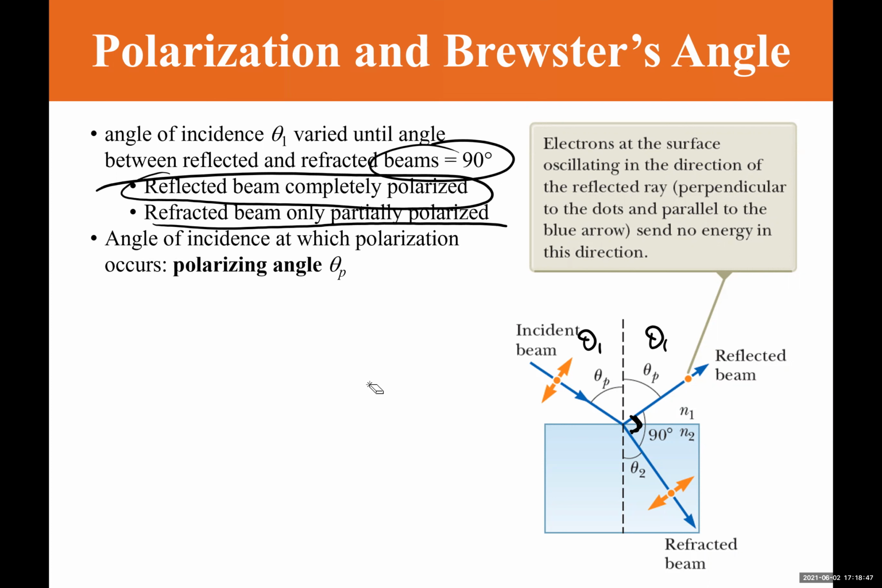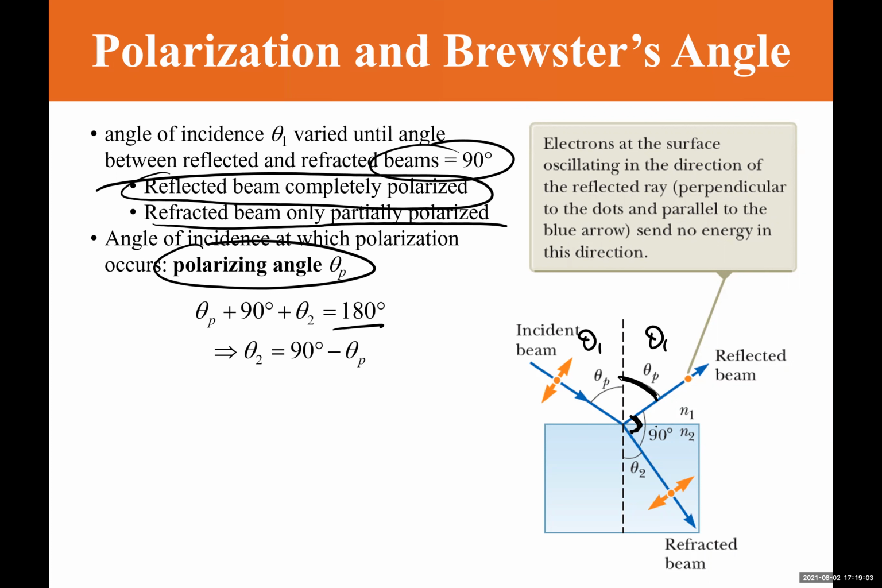The angle of incidence at which the polarization occurs, this polarizing angle theta p, is given by this equation: theta p plus 90 plus theta 2 equals 180, right? That gives you the angle 180 degrees. That means we can calculate theta 2 as 90 minus theta p, because 90 and 180 gives you 90, so theta 2 equals 90 minus theta p.